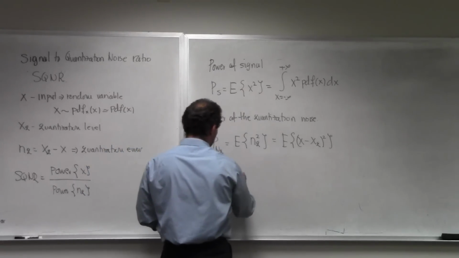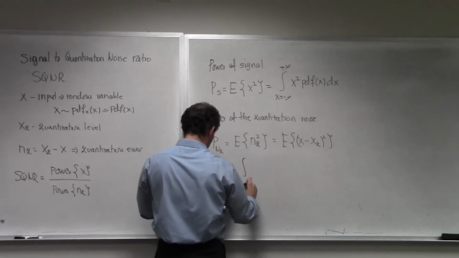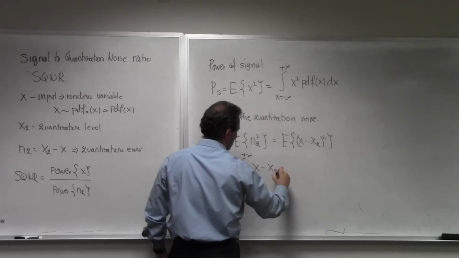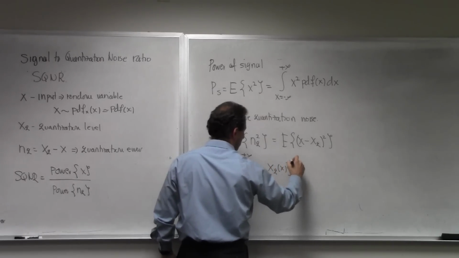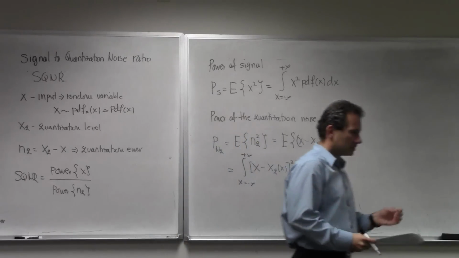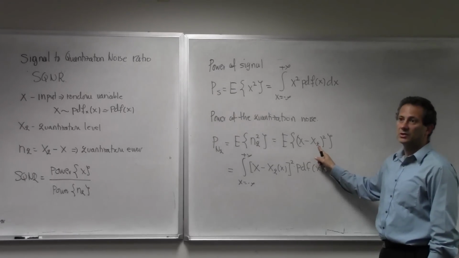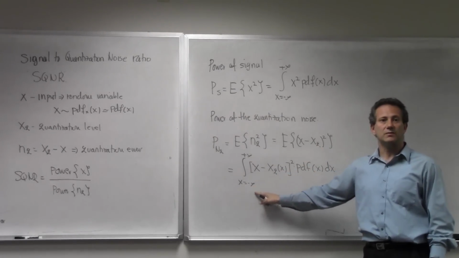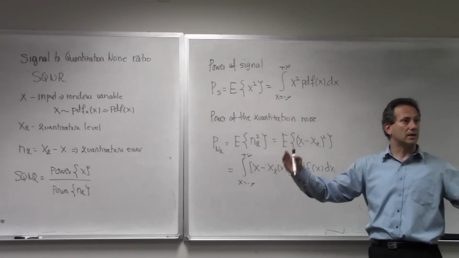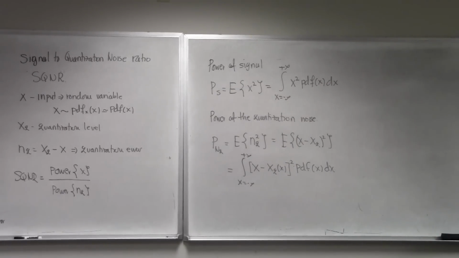And we know how this is just another function of a random variable here. So this becomes the integral, when x goes from minus infinity to plus infinity, of (x minus x cubed) squared times pdf of x dx. Okay, let's understand this. I'm looking at the power of the quantization noise. It's going to be x minus the appropriate quantization level. But as x goes from minus infinity to plus infinity, the quantization level changes as a function of x, depending on which interval x falls into, right? So this is what we need to evaluate to determine the power of the quantization noise.